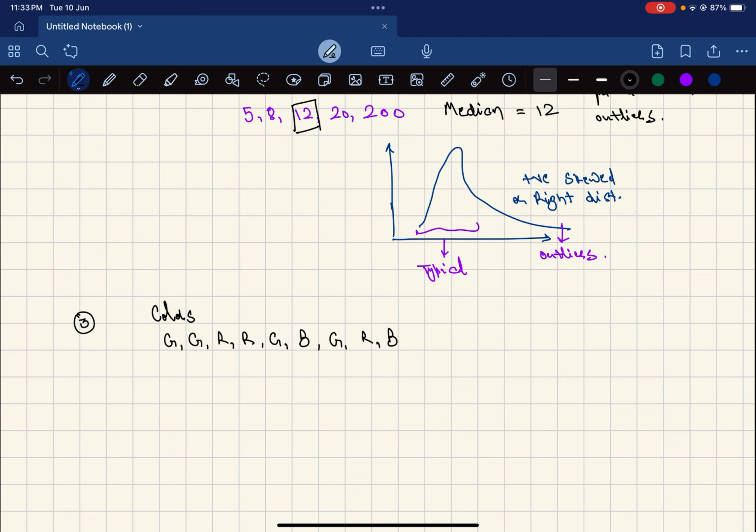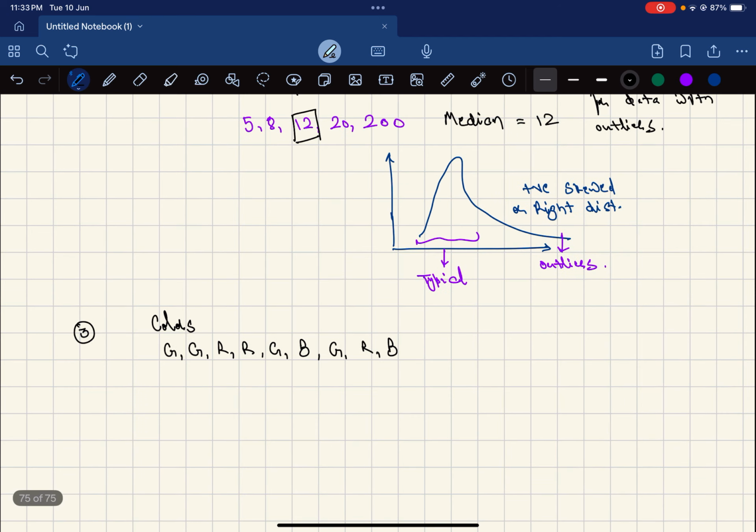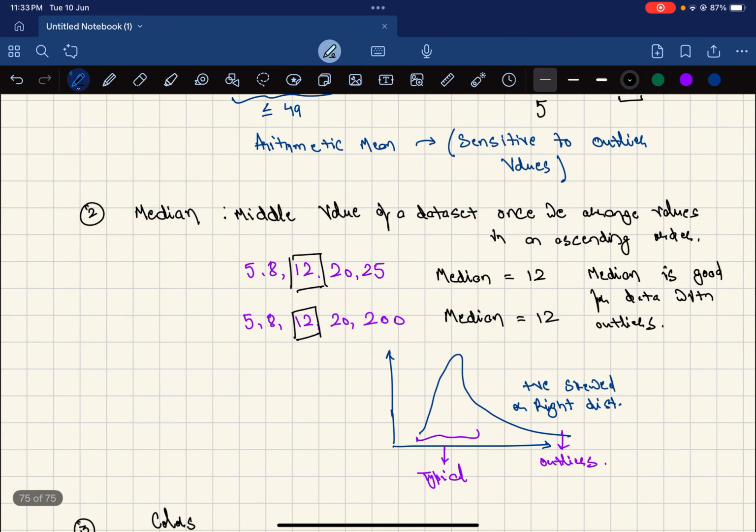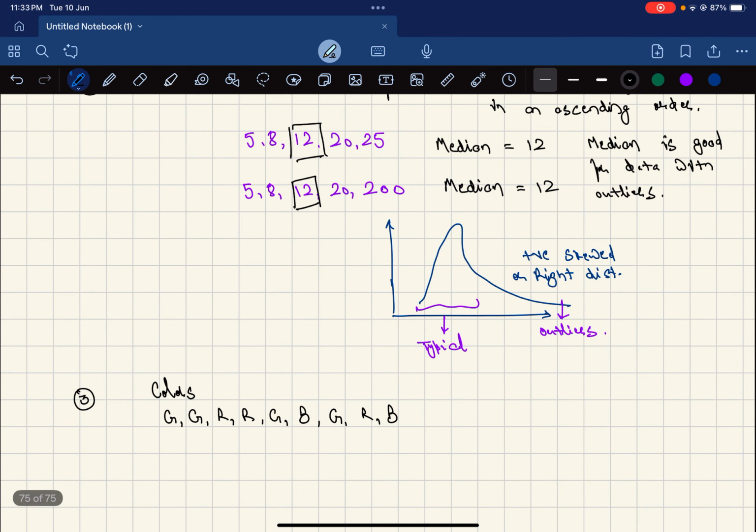Now, since this is a categorical variable, which is a non-numerical variable, it becomes impossible to arrange them in a particular ascending order. Therefore, we cannot calculate median because we cannot say one color is greater than the other. And also, as arithmetic operations cannot be done, we cannot really sum up these values to calculate the arithmetic mean. So, both the mean and median cannot be computed in this particular case.